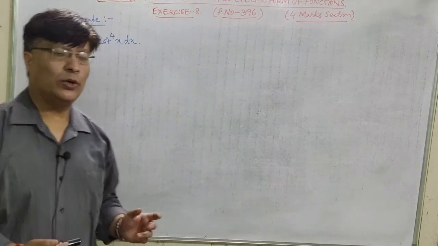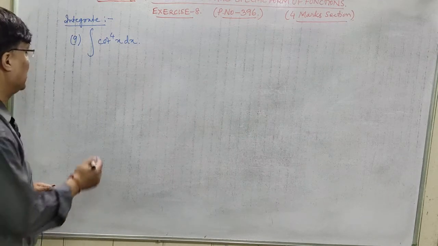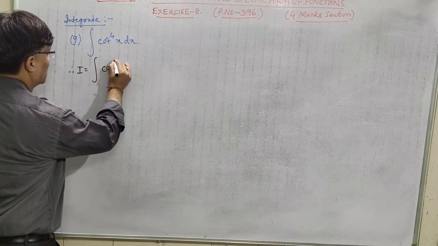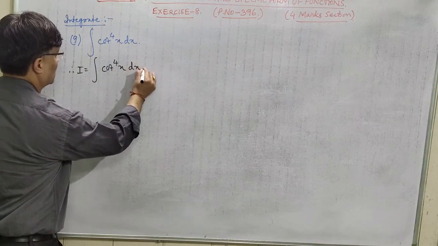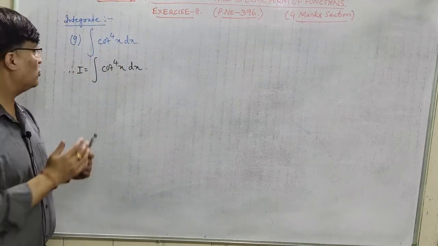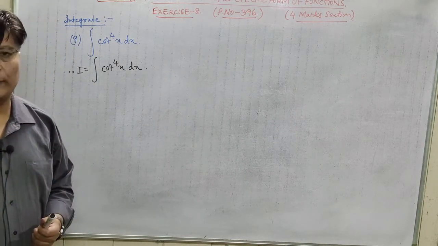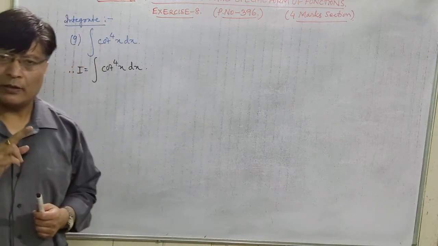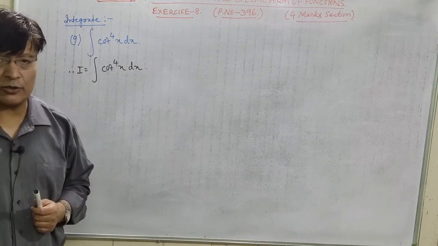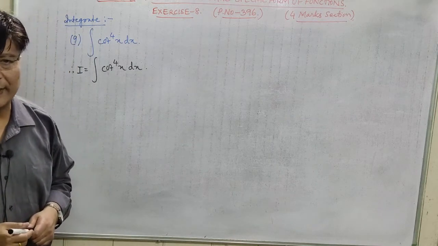Now we'll do question number 9, that is integration of cot to the power 4 x dx. So I is equal to integration of cot to the power 4 x dx. Here also, how can you evaluate this integration? Let us break the term: cot square x into cot square x. You know that the differentiation of cot x is minus cosec square x, so one of these cot square x should be changed into cosec square x minus 1.